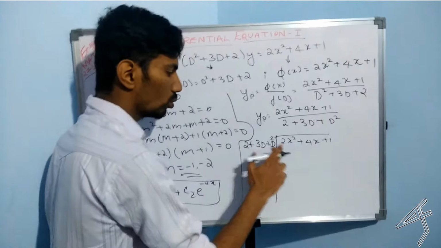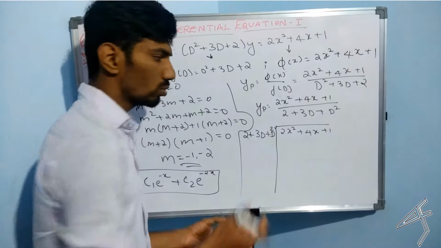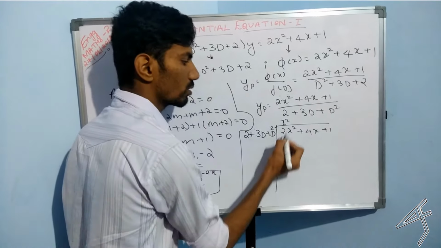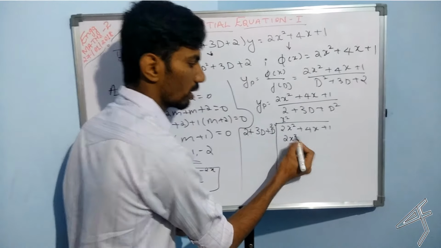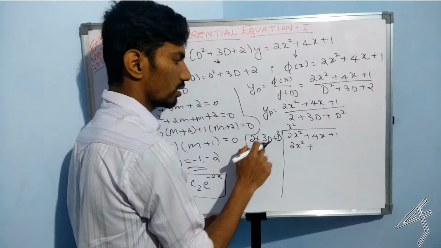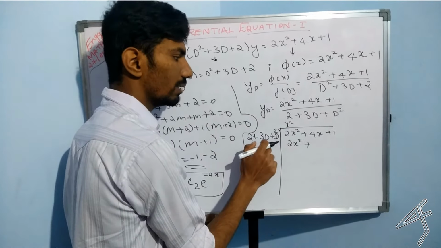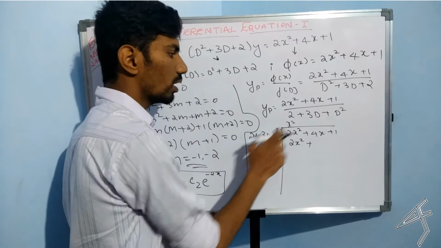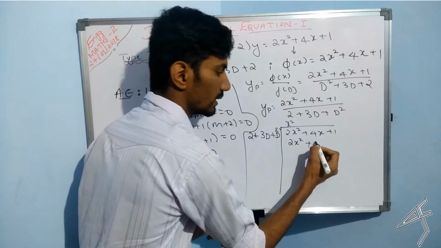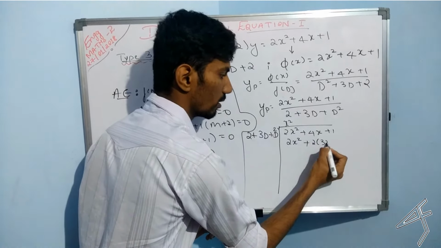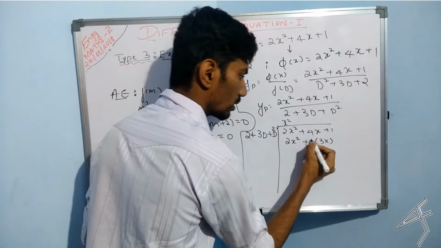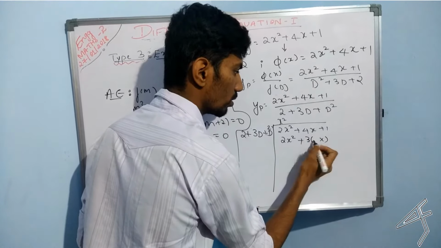So here we have 2, 2. Don't write 2, x square. So I'll put x square here. 2 into x square is 2x square. Correct. Plus this term, 3 into D of x, D means differentiation once. So D of x square means 2x. So 2x into 3, 6x. Sorry, 3 into 2x.